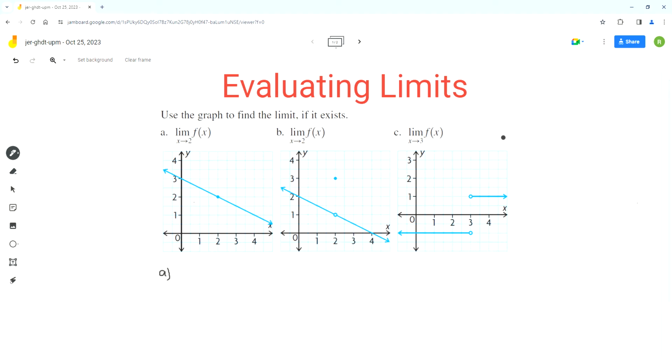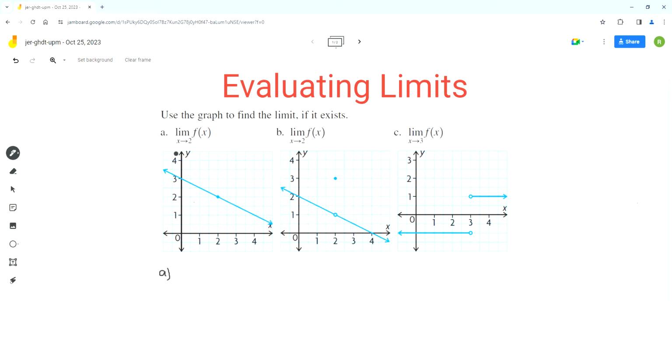So in this video, we'll solve this problem based on the concepts of limits. As per the problem, use the graph to find the limit if it exists. In part A, we have to find the limit as x approaches 2 for the function f of x, and here f of x is given in the form of this graph, which is this straight line.